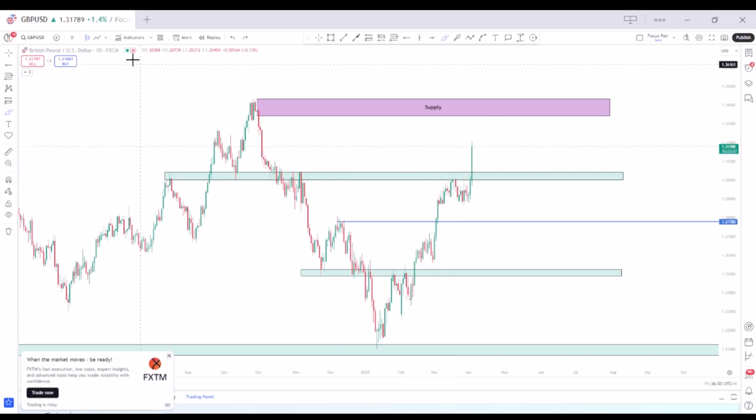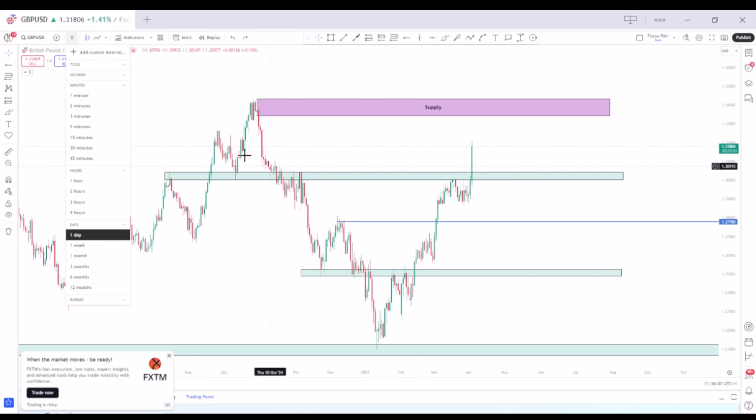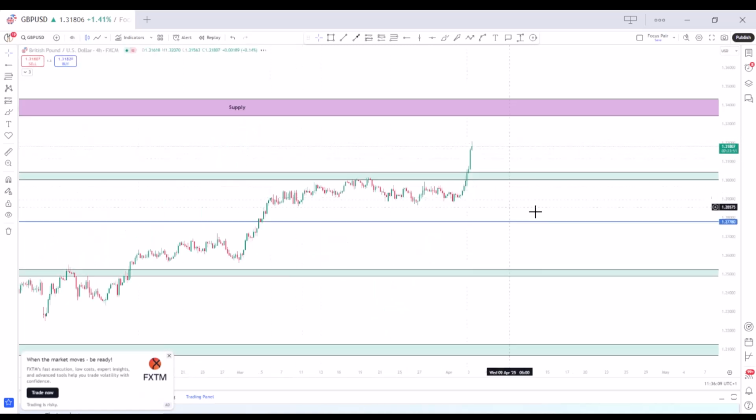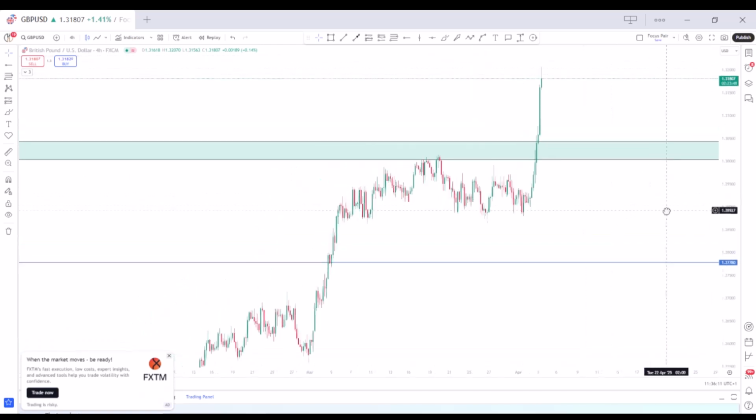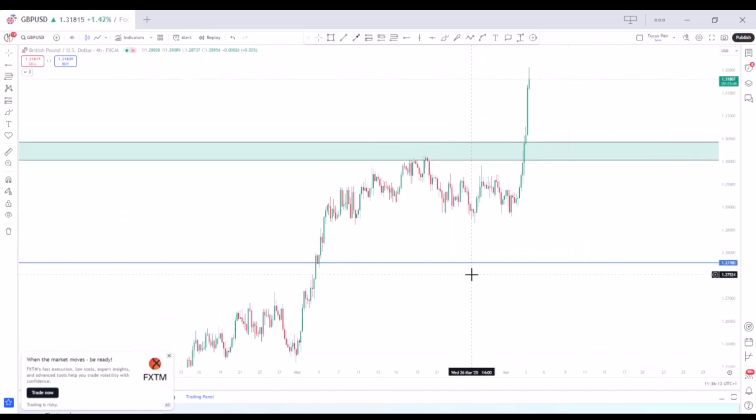Now let me show you what I was really expecting. I was expecting a downfall of price from that level there. Once price got to that level, I was really expecting price to fall into this level of 1.27780 here. That was my expectation actually.